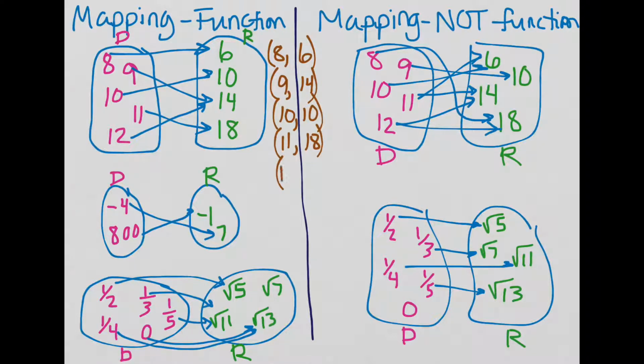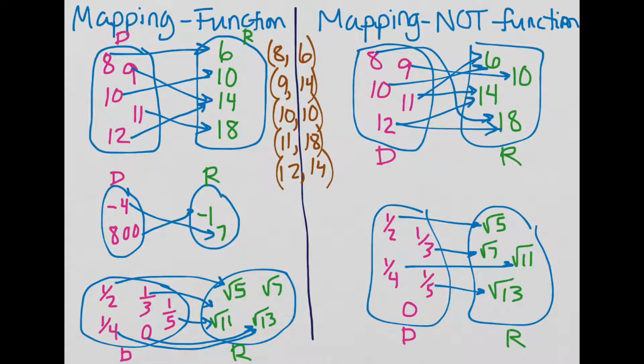I could now graph these points. I could plot all these points on my graph, and I could see if it passes the vertical line test. So again, it's just another way of writing your function, a mapping.